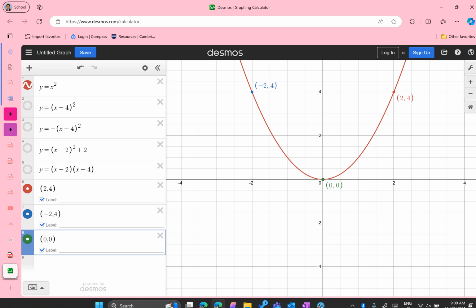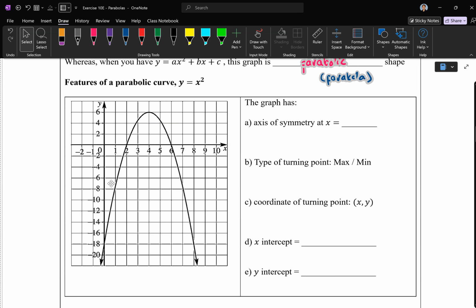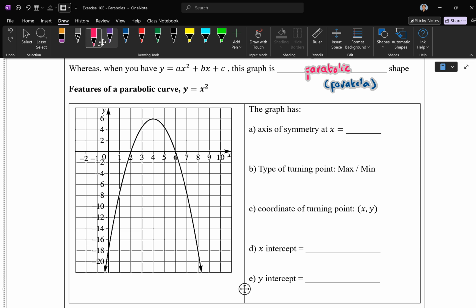So in your notes here, can you please write over here, you have 2 types of turning point. When it looks like this, minimum. Let me just fix that. This is what a minimum looks like. That's a parabolic shape, that's a minimum.